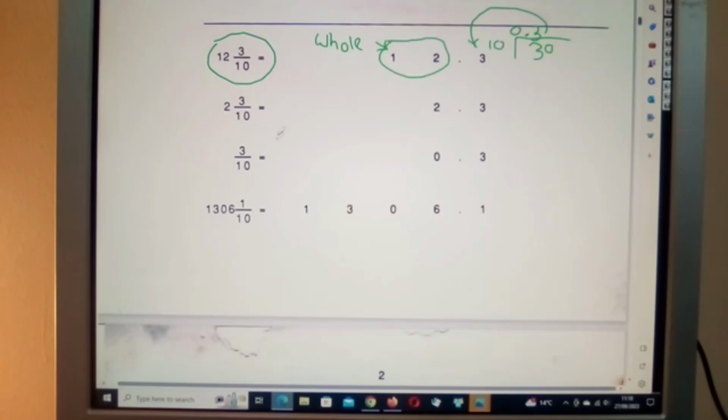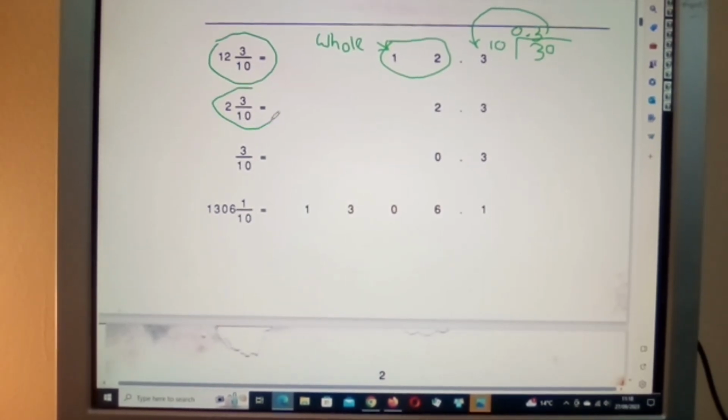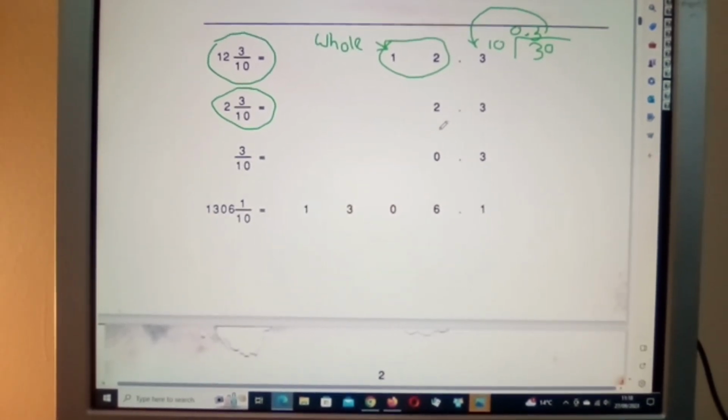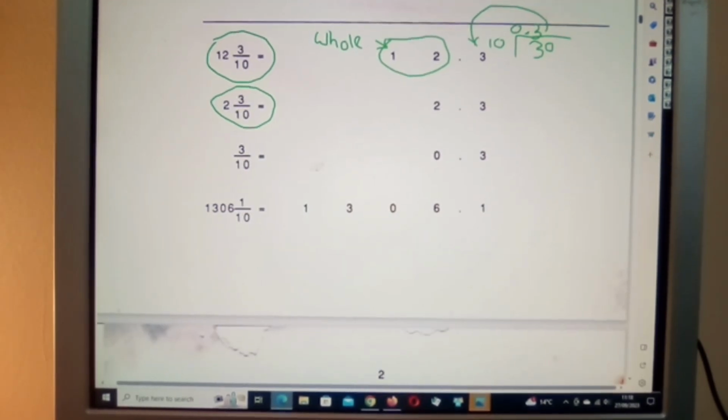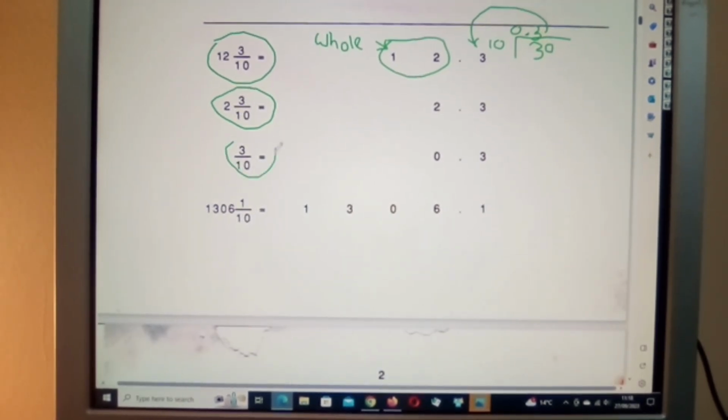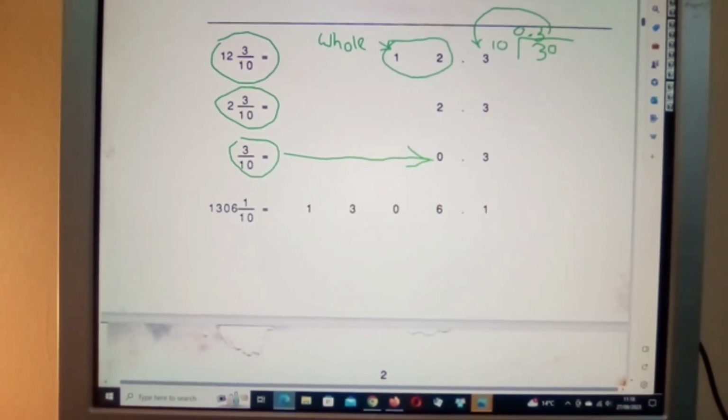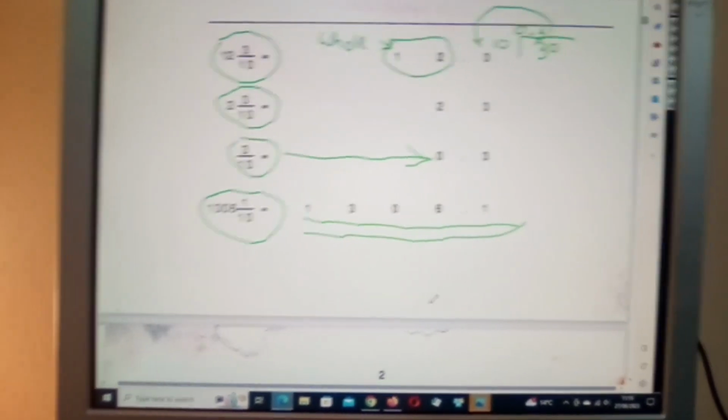Here, same thing applies. I won't do this again for you because you should be able to follow that simple process and apply it. It's going to be 2 and 0.3. Here, 3/10 is simply 3.3. And that is that. That's 1306.1. 1306.1, and that's what that is saying here, and that is that here. Same thing there.